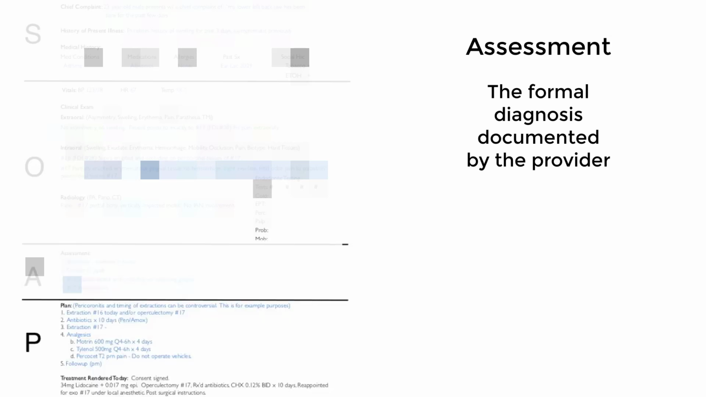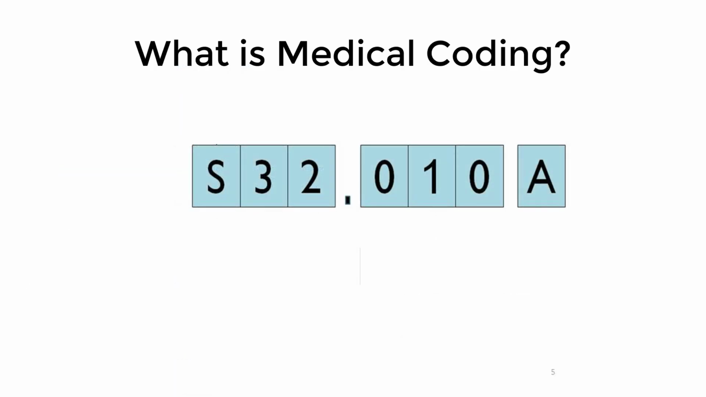P is for plan. This describes what the healthcare provider will do to treat the patient, what tests are going to be ordered for the lab or x-ray, what procedures may have to be performed, and any medications that would have to be prescribed. Let's talk about what medical coding is and how you are able to use this in your everyday life. Medical coding is the assigning of a universal alphanumeric code to diagnosis and procedure descriptions.